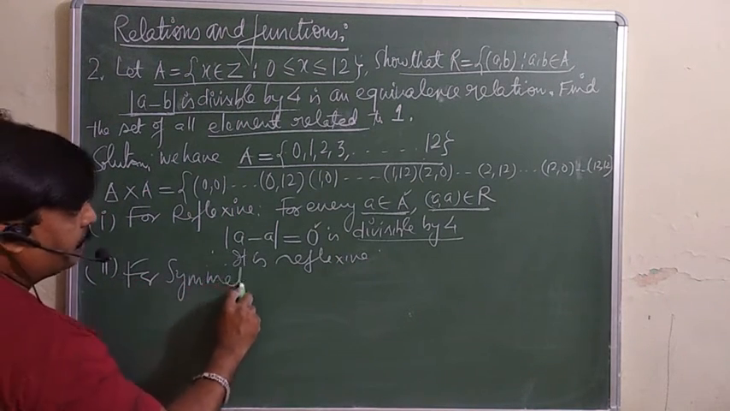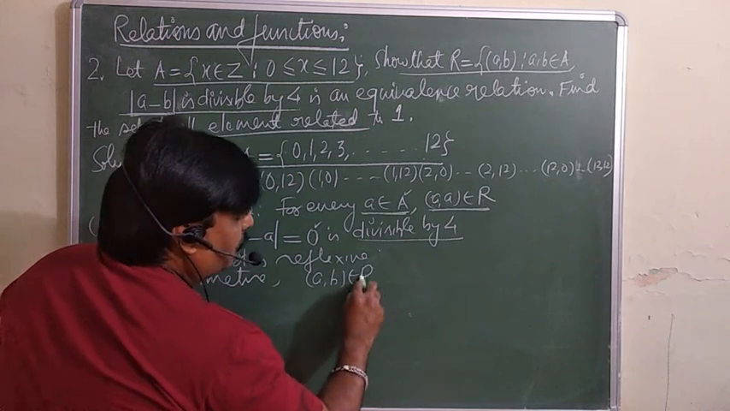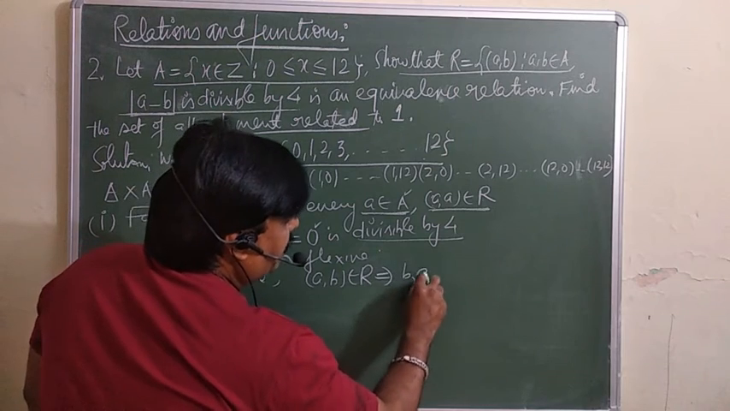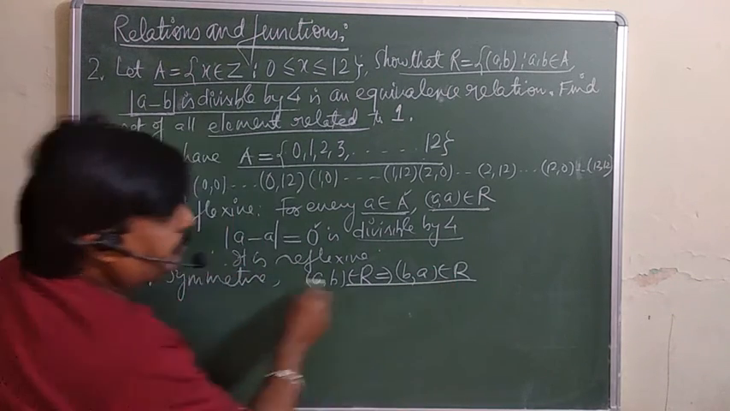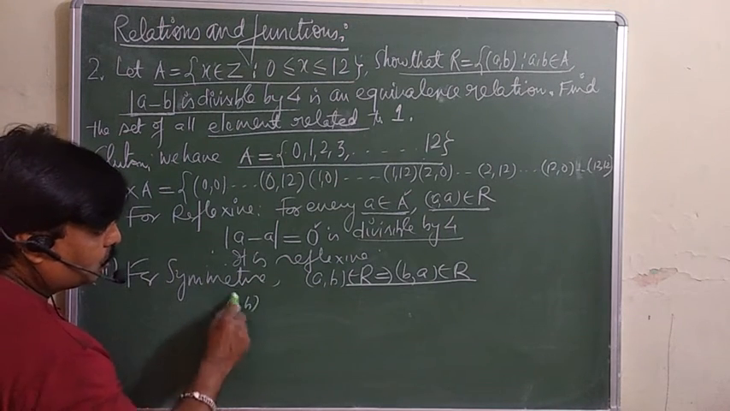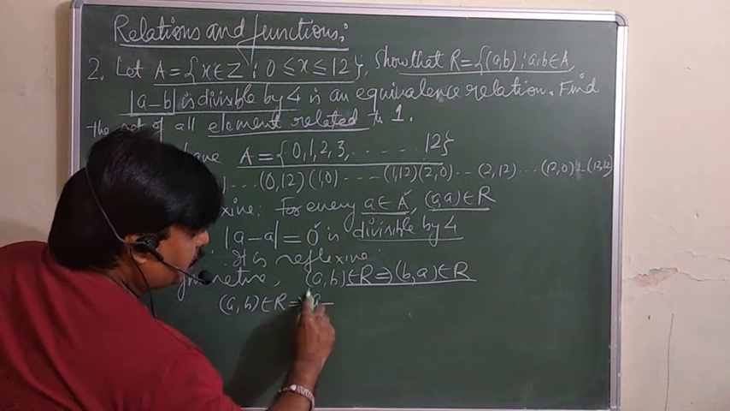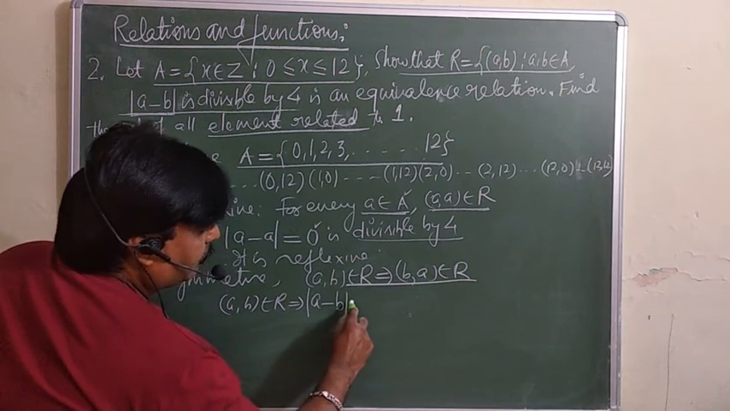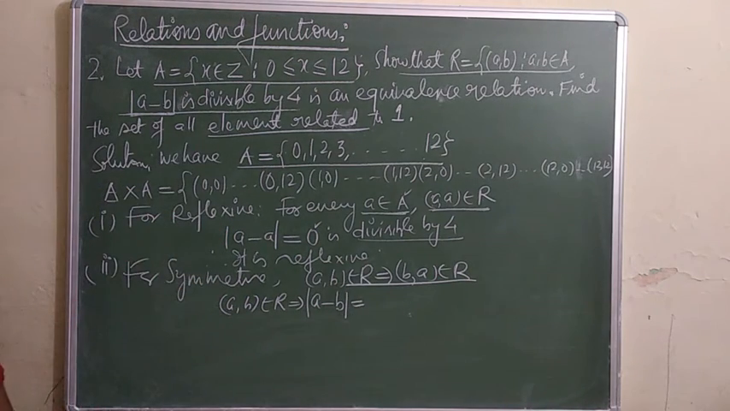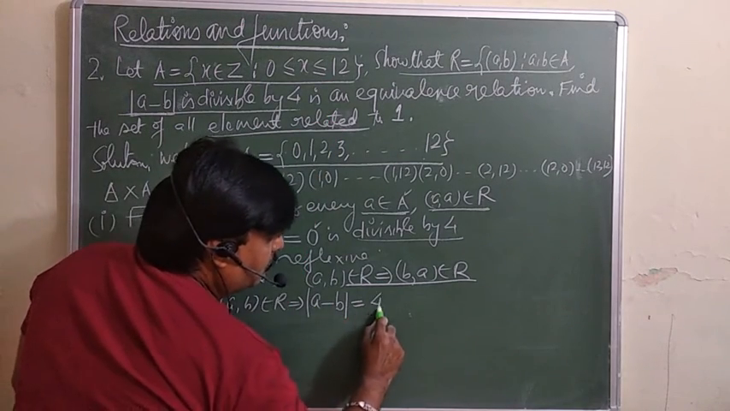Now we will check for symmetric. Symmetric के लिए देखिए, symmetrically if (a, b) belongs to R, then (b, a) must also belong to R. Then it will be symmetric. This you already know. तो अगर (a, b) belongs to R है, तो what will be there? Means a minus b will be divisible by 4. It means a minus b will be equal to a multiple of 4.